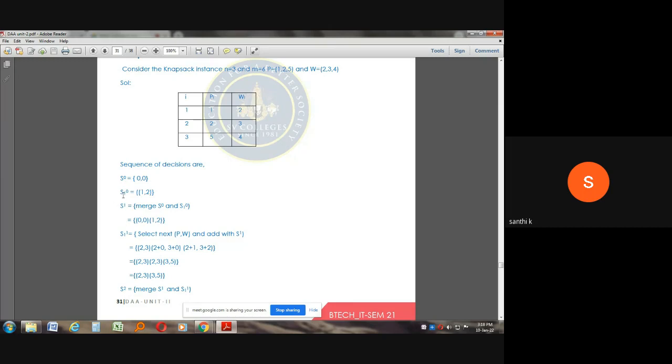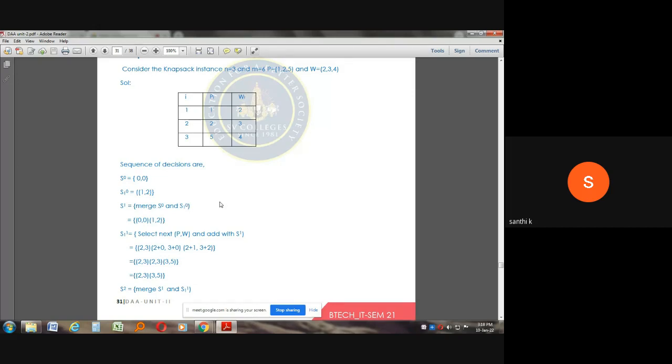Now we will calculate S1^i. So S1^0. In this S1^i, we will add (P, W). The first object is (P, W) = (1, 2), so we place this (1, 2). Now S^i is obtained by combining S^0 and S1^0. So we are going to combine those two sets. S^1 means (0, 0), (1, 2).